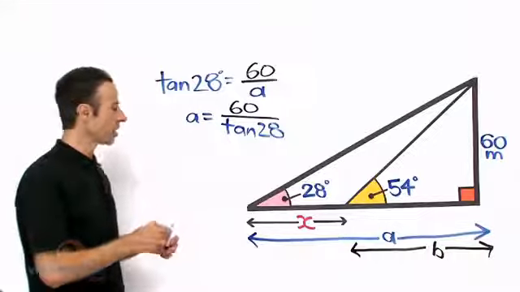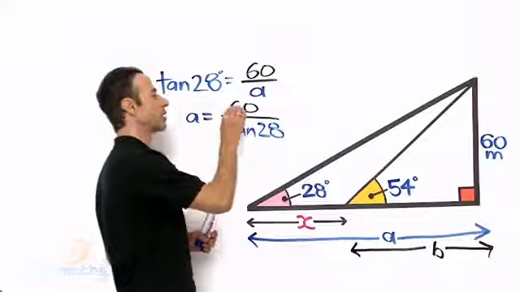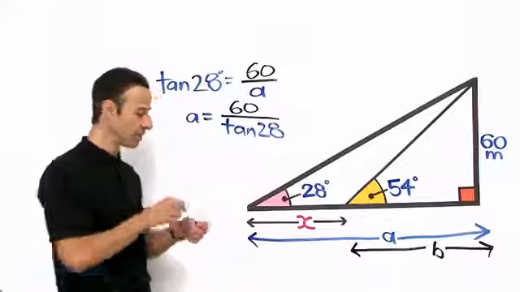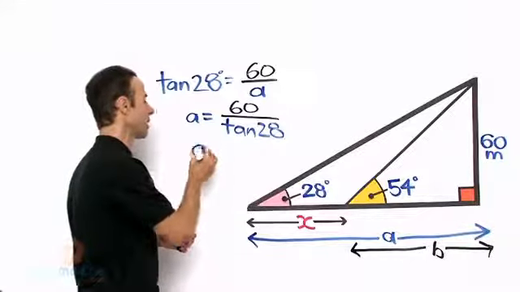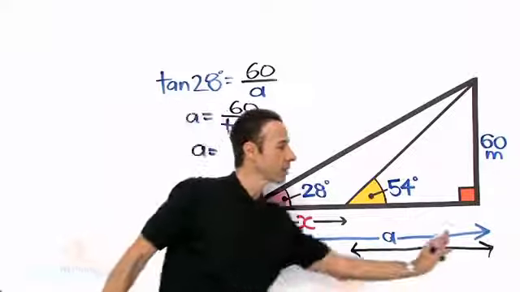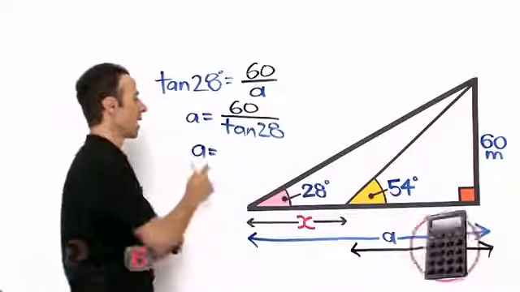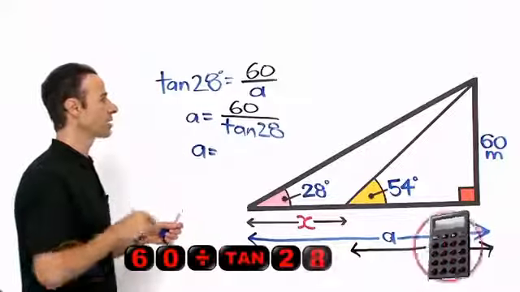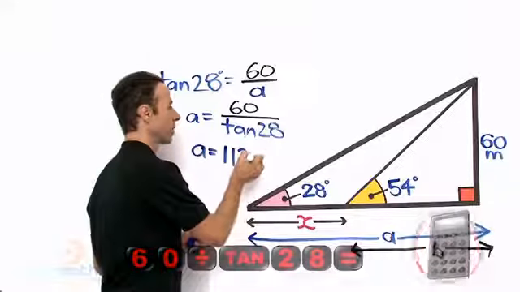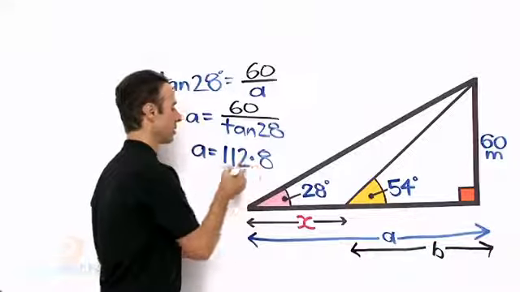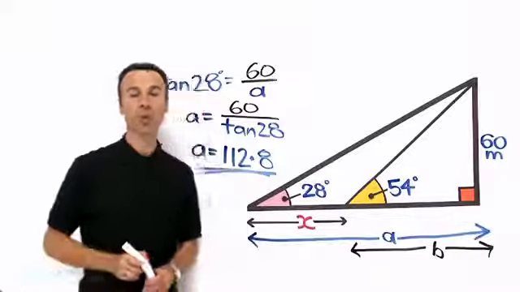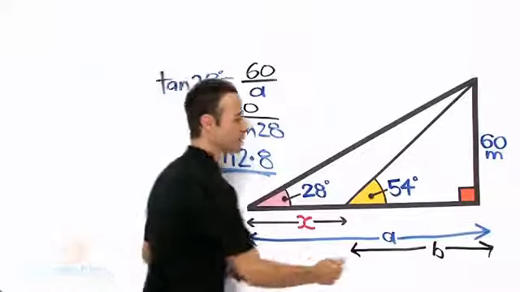That's pretty cool. Now, if we put that in the calculator, we know 60 and we can work out tan 28. Let's put the numbers in, and we're left with A, the very long length across here. Let me just point it out. Right there, A. A equals 60 divided by tan 28 gives us 112.8. All right, that's the A. Now we've got the A. All we have to do now is work out what the B is right there in black.